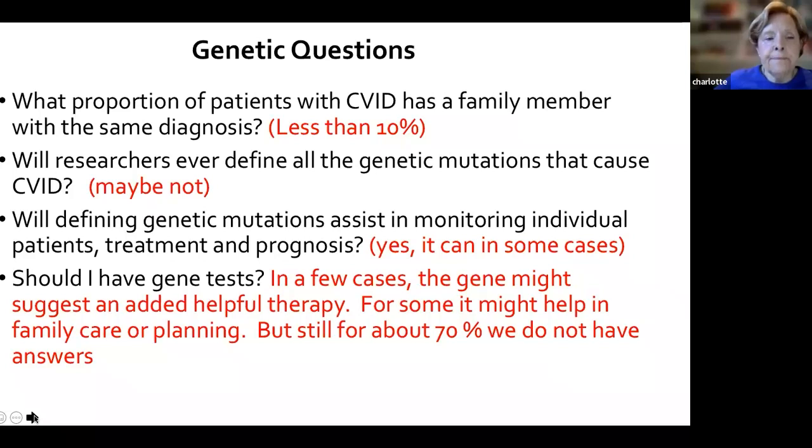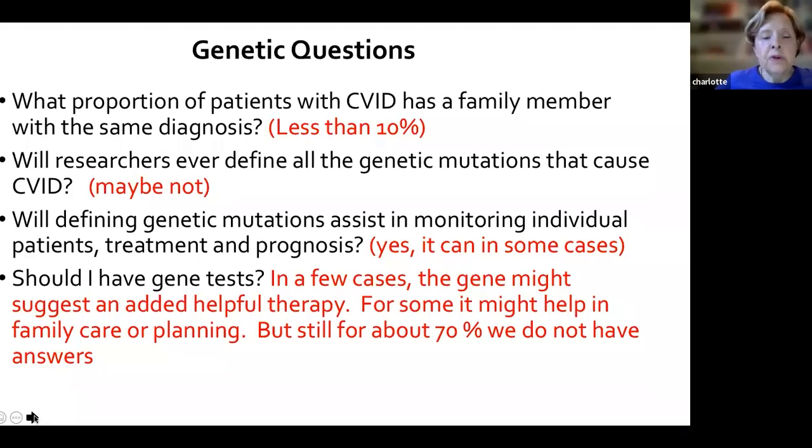Will researchers ever define all the genetic mutations that cause CVID? Maybe not. I'm struck by the fact that we're at 30%, but I also know that some of my patients for whom I would very, very much like to know the genetic underpinnings, I don't see it yet. And so we keep looking, we keep looking. So will we? I hope so, but I don't know that we will.